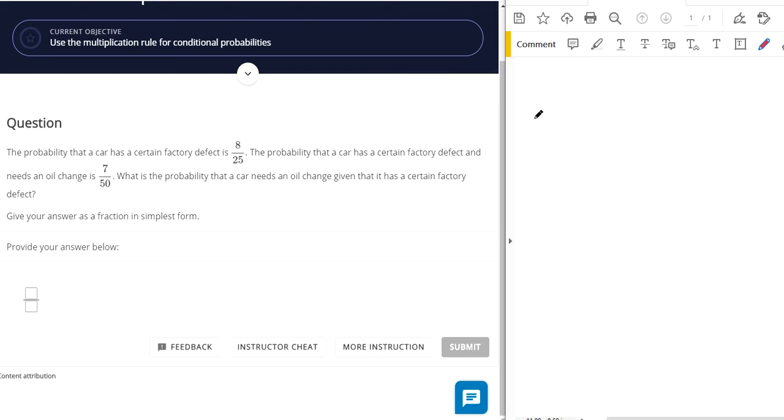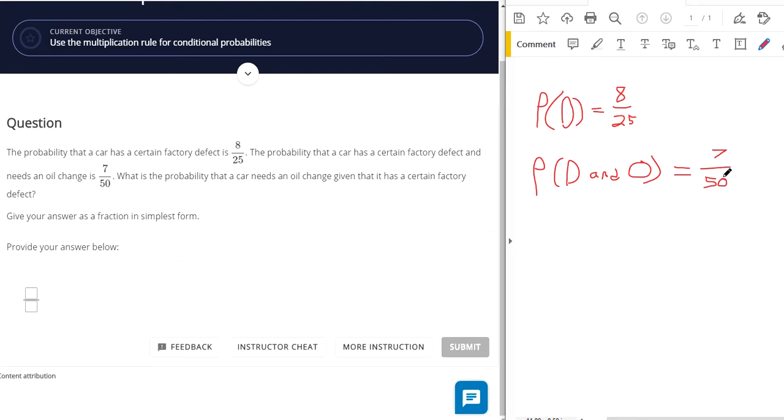The probability that a car has a certain defect is 8 out of 25. So let's say probability of D is 8 out of 25. The probability that a car has a certain defect and needs an oil change is 7 out of 50. So the probability that a car has that defect and needs an oil change, we'll say O for oil. Really inventive of me, wasn't it? 7 out of 50. That's the probability of both of those things.